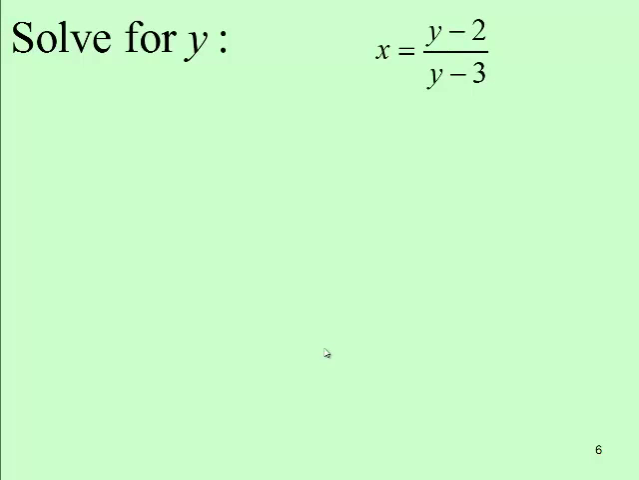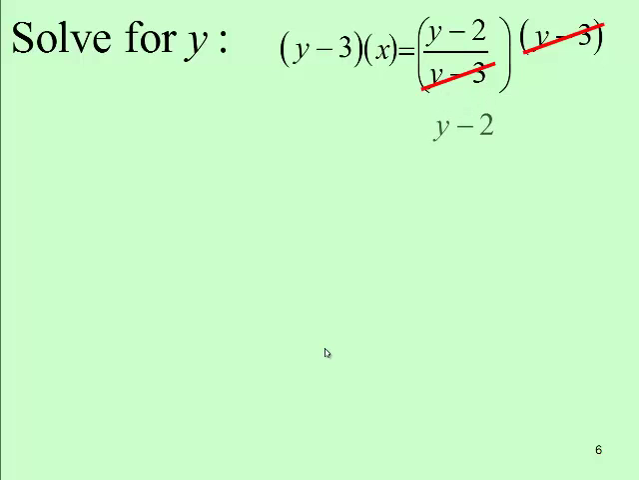Let's take a look at this equation. Common denominator, y minus 3. We multiply the right side by y minus 3, and the y minus 3's will cancel. On the left-hand side, when we multiply by y minus 3, we just get y minus 3 times x. We can multiply that out.